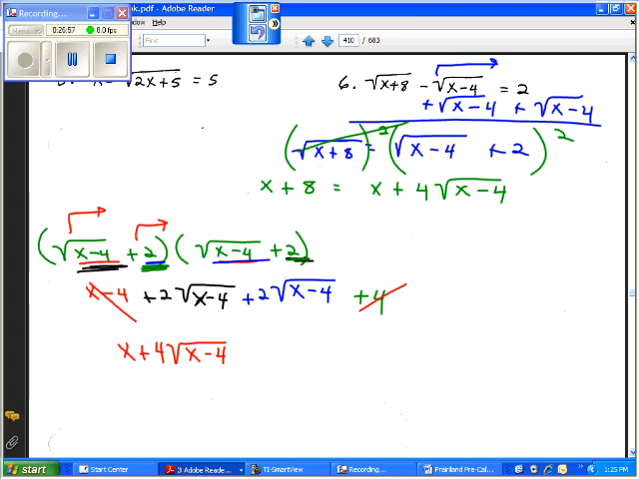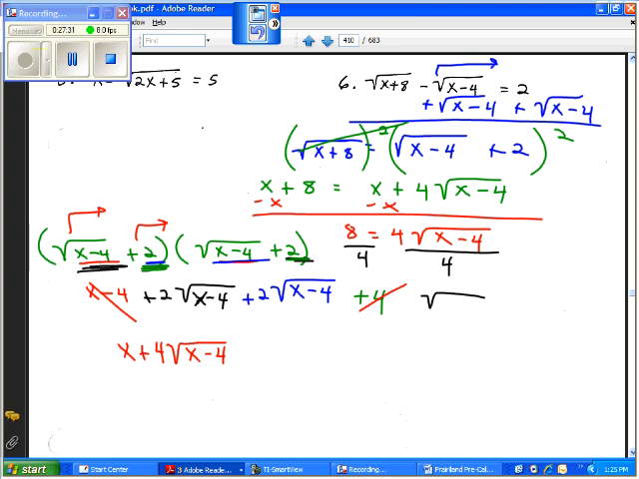So we isolated a radical and we squared both sides, but now we still have a radical. So now we have to isolate that radical and square both sides. Everybody with me so far? So to isolate it, we're going to undo addition first by subtraction, and we'll have 8 is equal to 4 square root of x minus 4. That was kind of nice that those little x's disappeared. Now we're going to undo multiplication by division, and we have square root of x minus 4 equal 2.